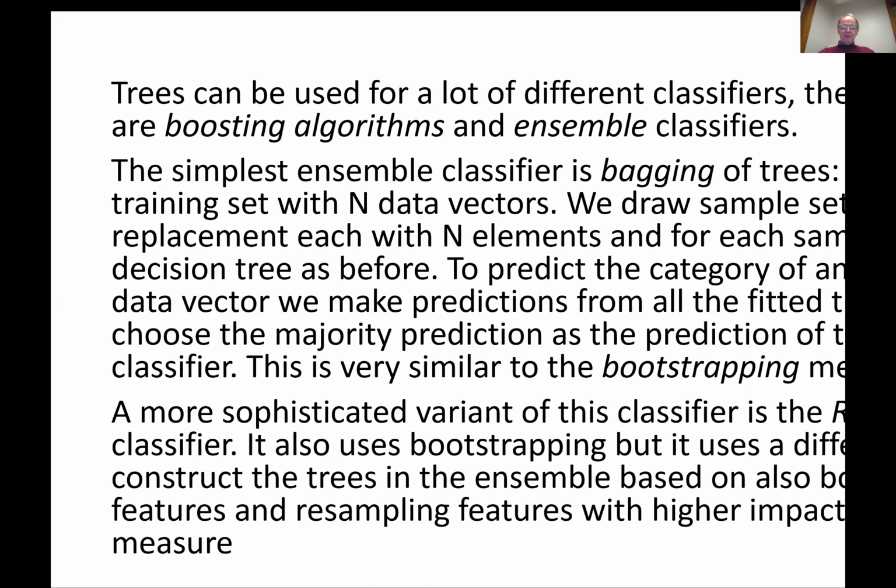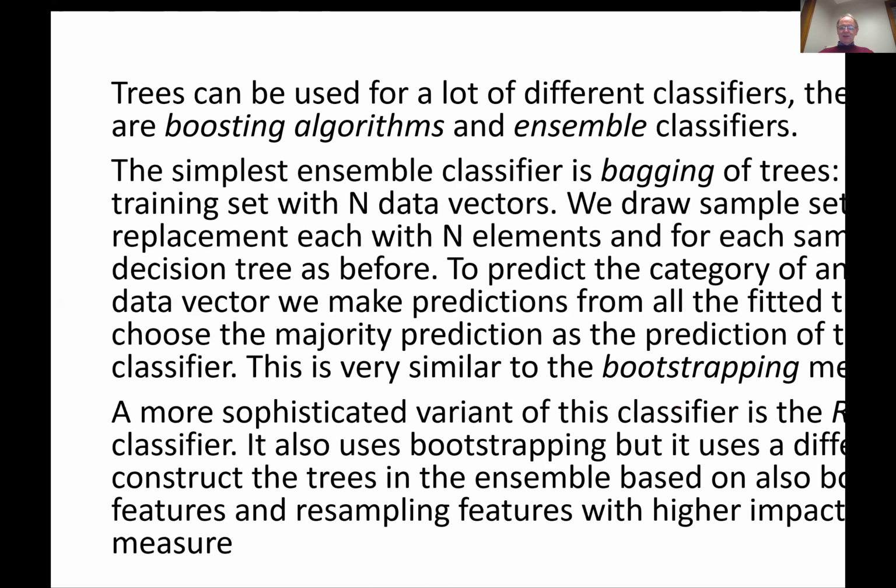Another, more sophisticated variant is a random forest, and that's in some sense pretty much the same. It uses bootstrapping also, but it has different methods to construct the trees. It does the resampling in a more advanced way, and it also samples the features, so it resamples features also.